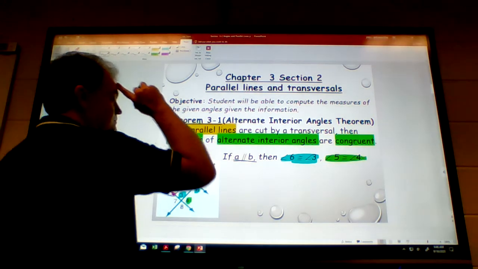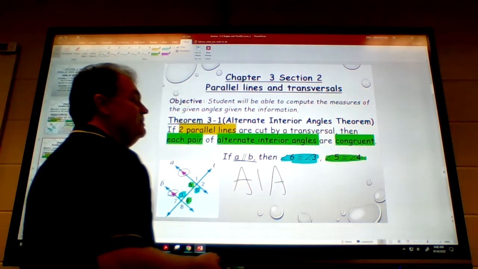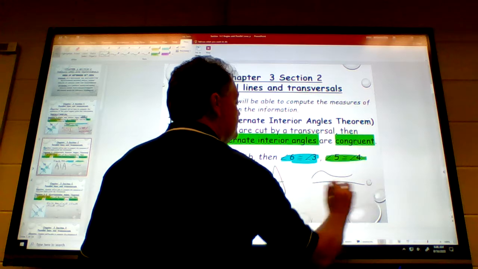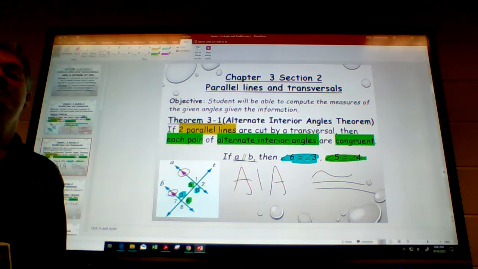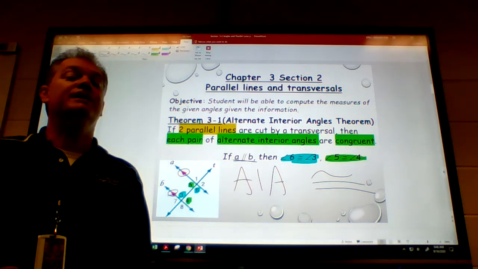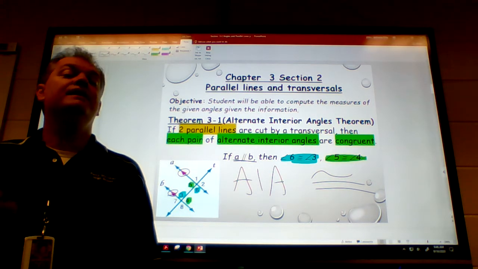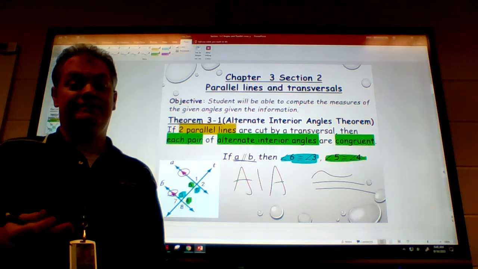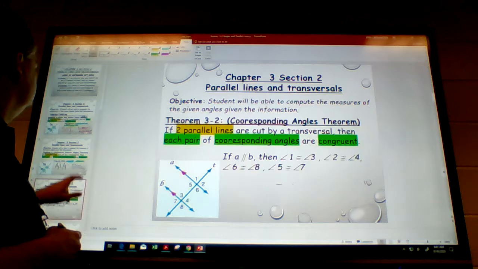So alternate interior angles, or AIA for abbreviation, are congruent. That means the congruent symbol. I'm going to tell you this right now. You need to know the relationships, and you need to know whether they're congruent or supplementary. Those are key things to this section, as well as the rest of this course. I'm telling you right now.